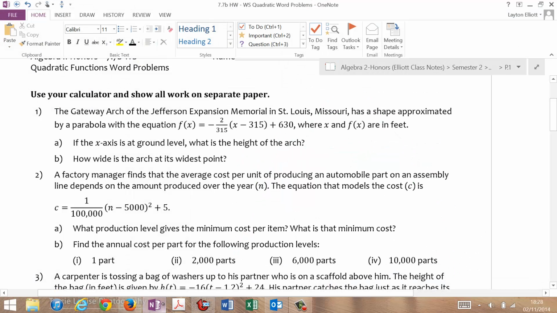And so let's answer the questions based on the graph. If the x-axis is at ground level, what is the height of the arch? Actually, I could have answered that right here. Since my vertex is 315, 630, my height is 630 feet. And then how wide is the arch at its widest point? Well, its widest point is the ground level itself. So if I look at this function, let's go back to the graph.